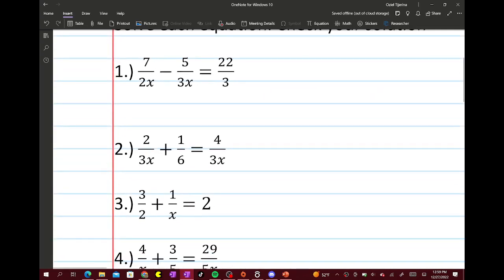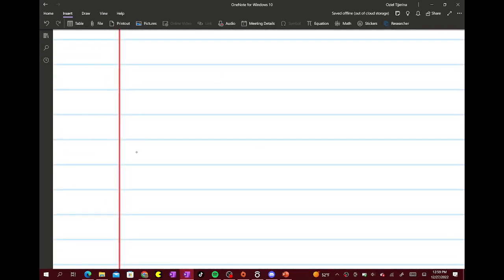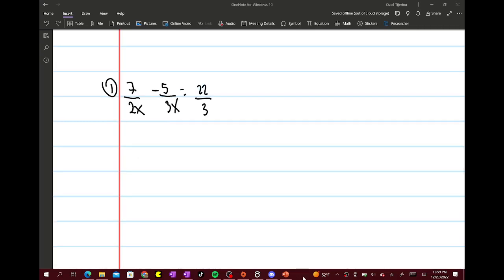So we're going to look at the first one. We have 7 over 2x minus 5 over 3x is equal to 22 over 3. Let me write that down. It's kind of like when we were adding and subtracting. You want to make it so that you can have a common denominator.